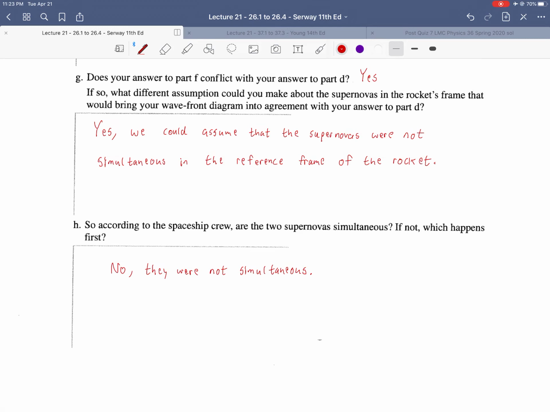And to be specific here, we may have to solve problems to answer which one was first and how much sooner it occurred. All right, well, the explosion on the right actually occurs first. So the supernova on the right, again, it's not just perception, occurs first in the reference frame of the rocket.